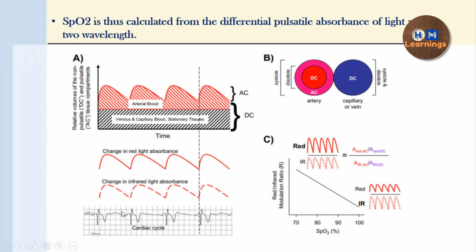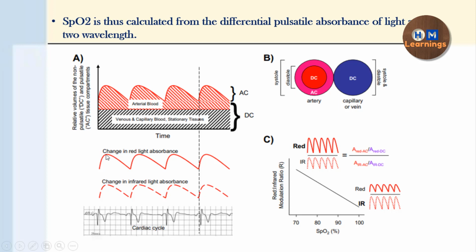Okay, so what happens with the onset of the cardiac cycle, with the onset of ventricular systole? The arterial blood increases. And when ventricular diastole begins, the arterial blood decreases, but the venous and capillary blood as well as the stationary tissues, their volume remains the same. There is no change. So what happens when the arterial blood volume increases? The amount of red light which is absorbed will be increased.